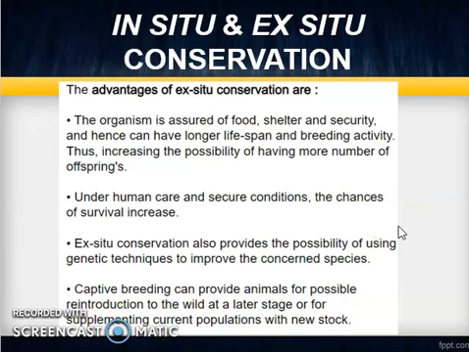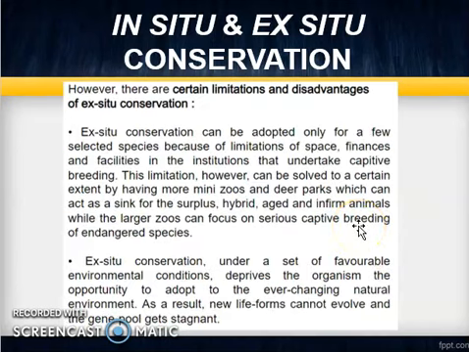Okay, students, continuing our discussion about ex situ conservation, in the next slide we want to discuss the limitations or disadvantages of this method. The first one is that ex situ conservation can be adopted only for a few selected species because of limitations of space, finances, and facilities in the institutions that undertake captive breeding. This limitation, however, can be solved to a certain extent by having more mini zoos and deer parks, which can act as a sink for surplus, hybrid, aged, and infirm animals, while the larger zoos can focus on serious captive breeding of endangered species.